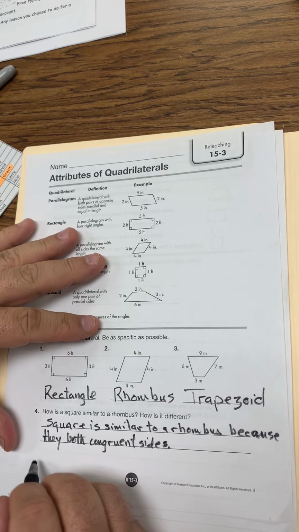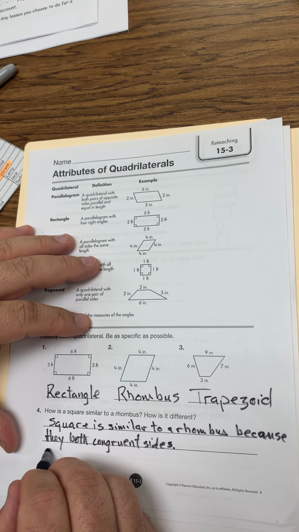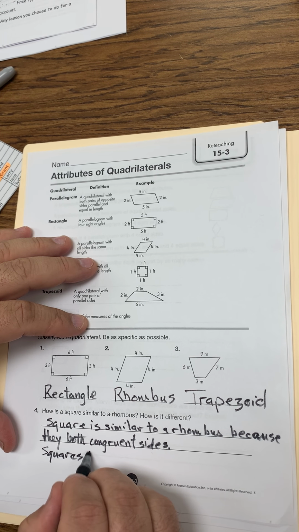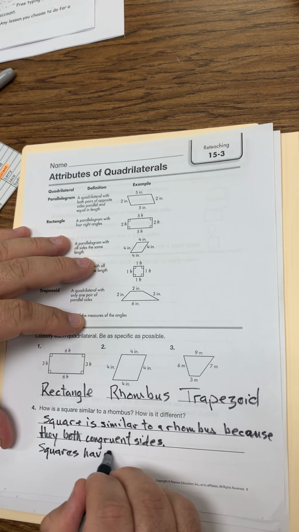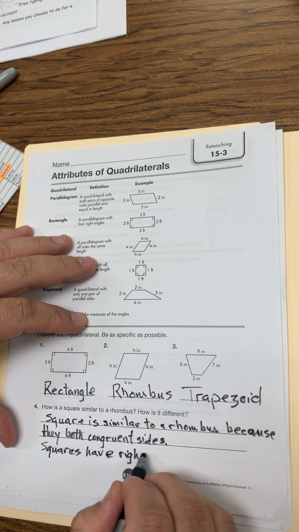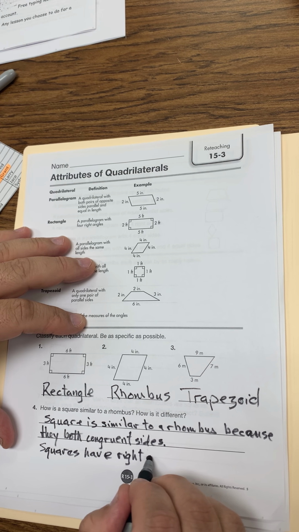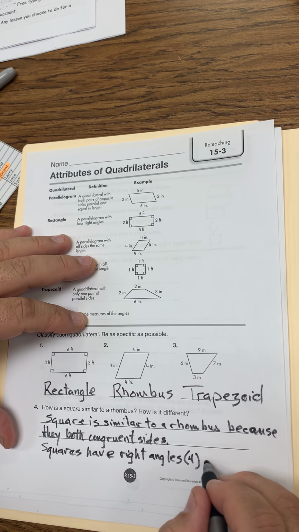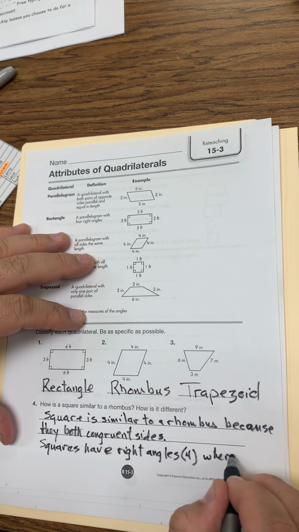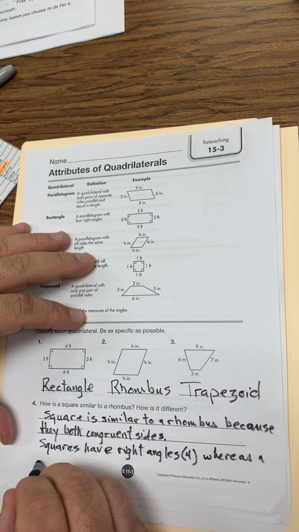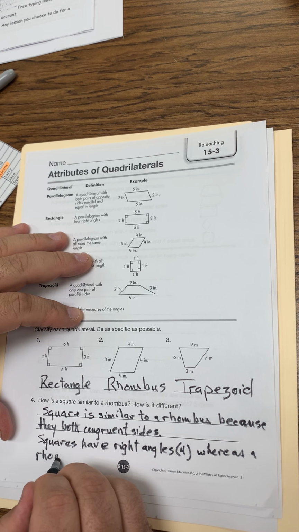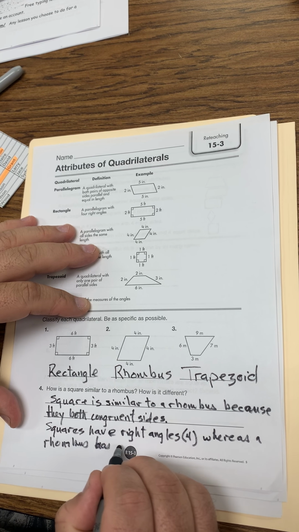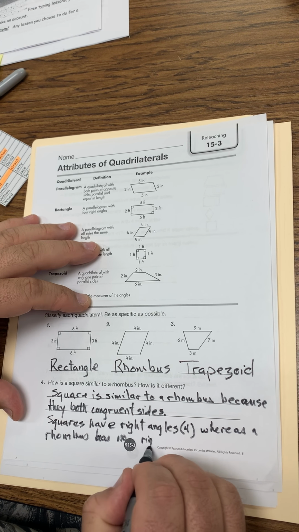Now, how are they different? So squares have right angles, and actually they have 4 right angles, whereas a rhombus has no right angles.